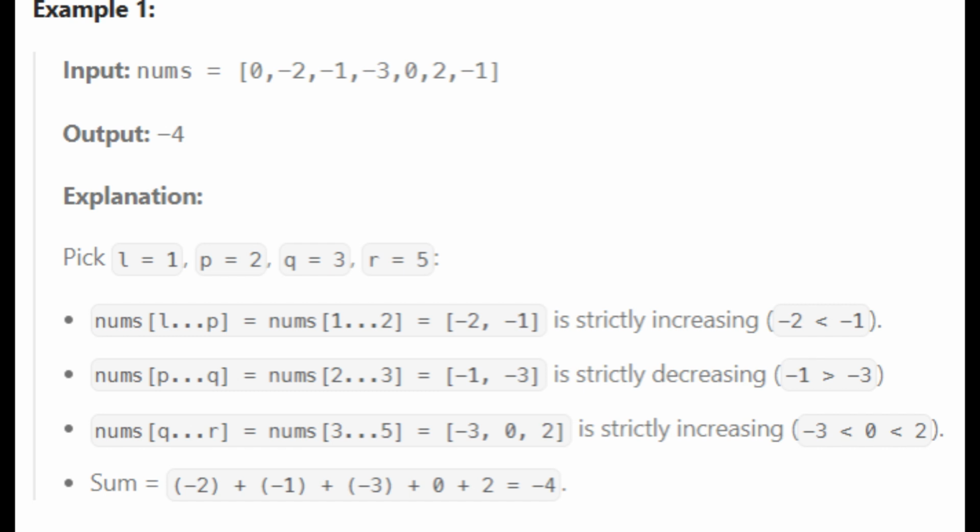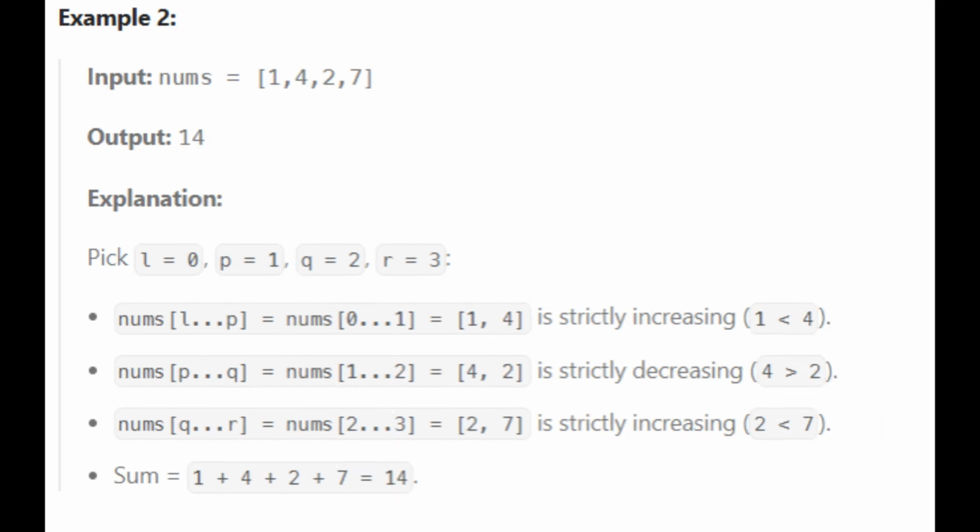Now let's look at the second example. The array is 1, 4, 2, 7. Here, the entire array itself forms a trionic subarray. From 1 to 4, the values increase. From 4 to 2, the values decrease. And from 2 to 7, the values increase again. So visually, this array already has the perfect up, down, up shape. When we add all the elements 1 plus 4 plus 2 plus 7, we get 14, which is the maximum possible sum.